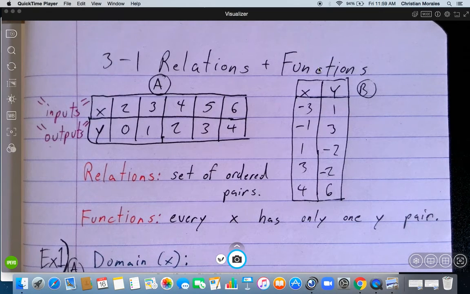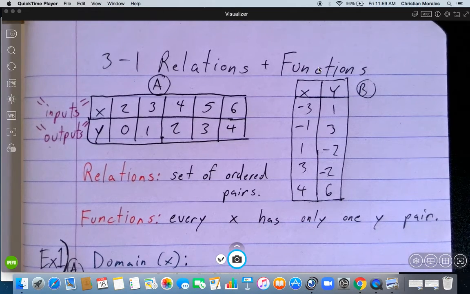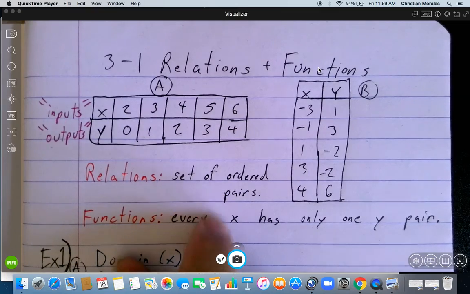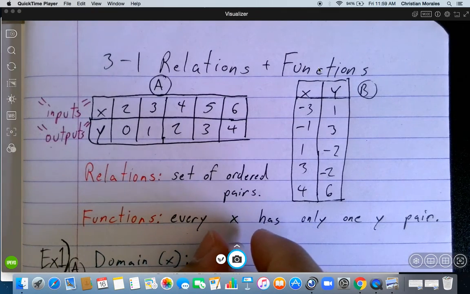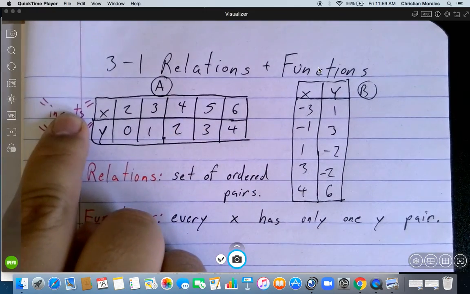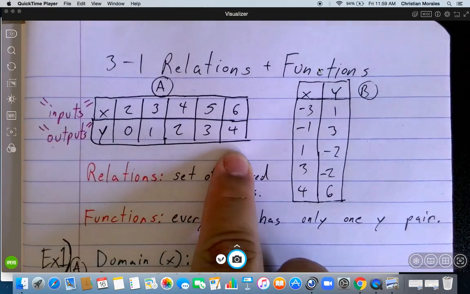This is the first lesson in chapter 3, 3-1, relations and functions. So let's talk about what those two things are. Well, let's start with relations. Relations are sets of ordered pairs. So instead of giving you different points in parentheses, they put them together in a table. So you have your x and your y coordinates together.